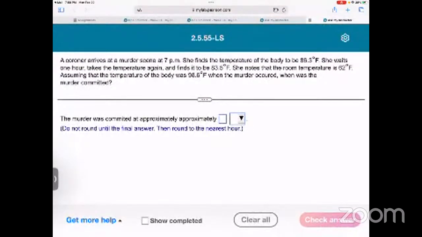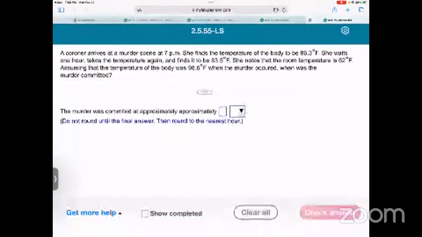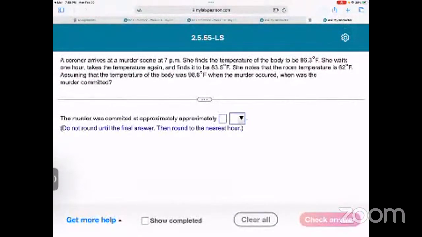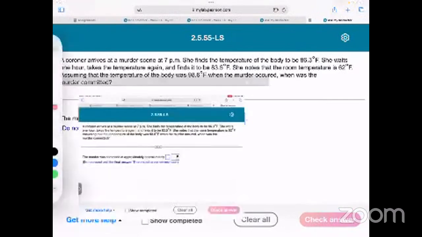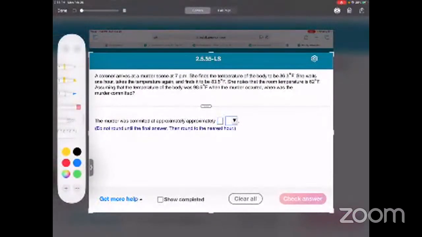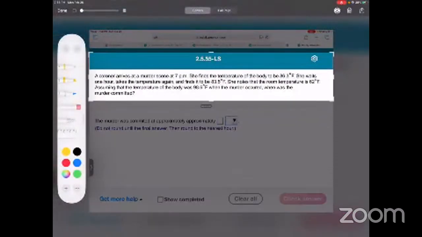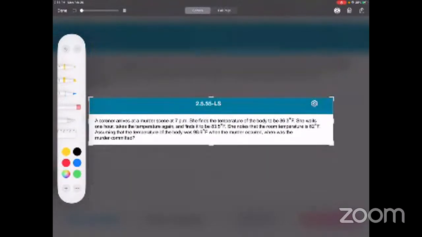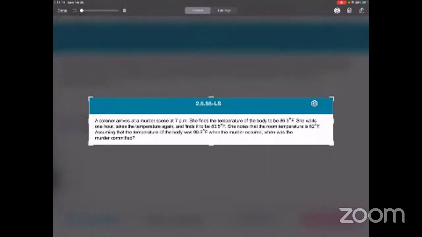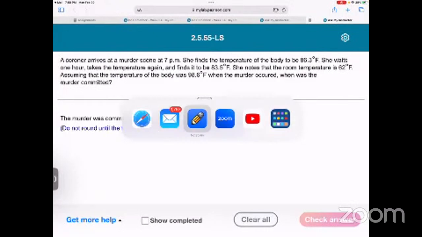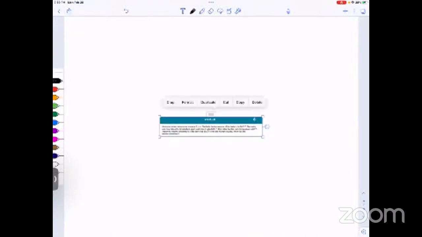Where's my image? Let me try again. So let's get a copy of this guy. Okay, kind of copy and delete. And let's start a new one here. Okay, and let's paste. Okay.